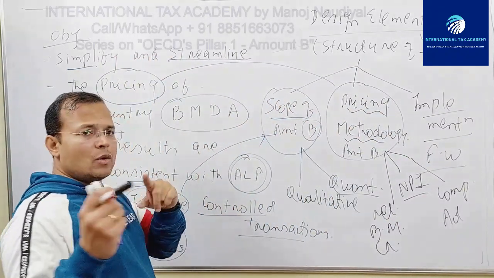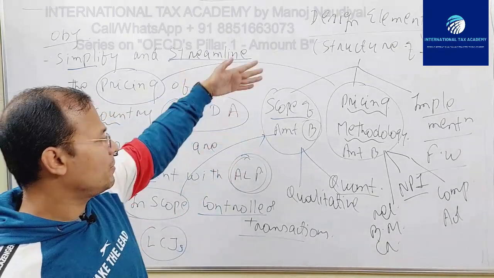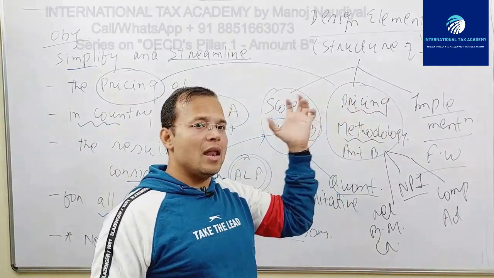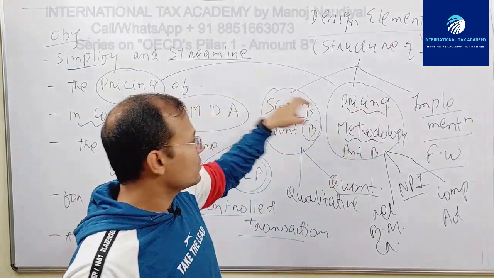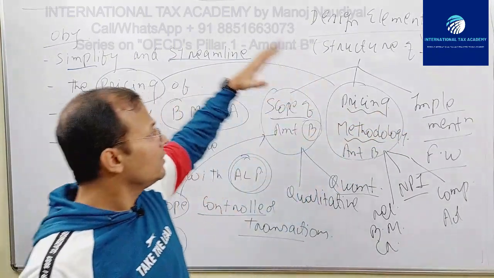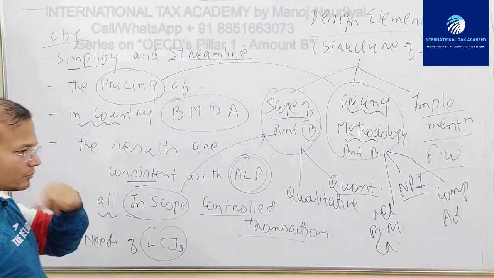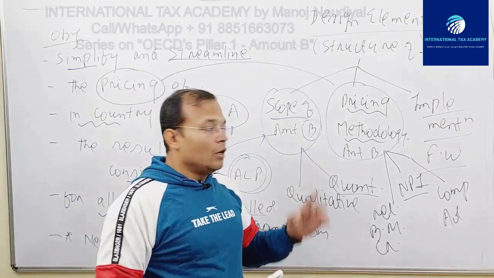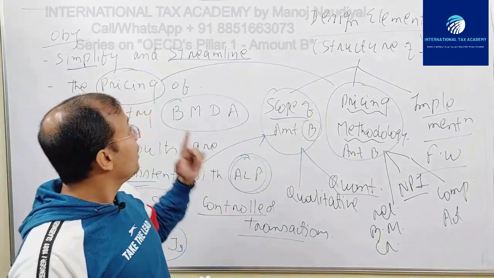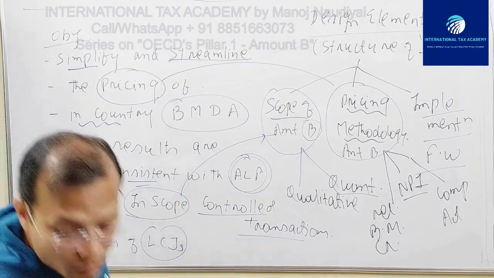So as far as the implementation framework is concerned, a lot of things are going to be discussed. But one thing this document mentions very, very clearly, that scoping, pricing, and implementation, there are substantial linkages between these three elements, because this would be influenced by this, this would be influenced by this. Fine. So this is in very short the design elements or the structure of the document for the Amount B Pillar One. Fine. So this completes the third aspect of our presentation or discussion.